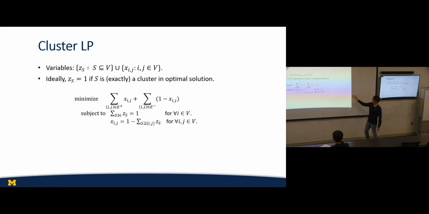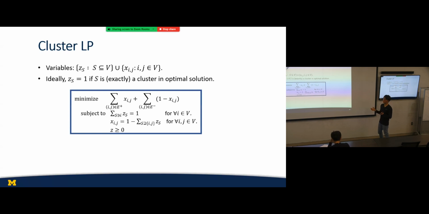It's easy to see that if x is coming from those z's, then x must satisfy the triangle inequality. So this is a strengthening of the standard LP, and that's exactly our cluster LP. Any questions about this? It looks reasonable, right? Unreasonable in the sense that there are too many variables that we're going to deal with, but the definition looks like a strengthening.